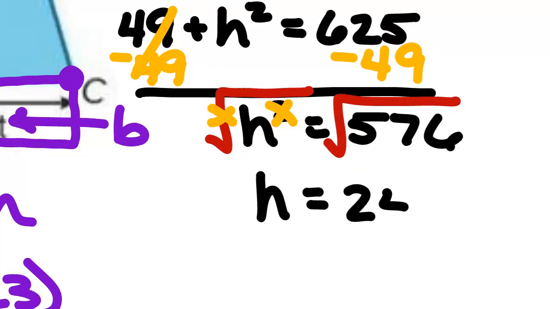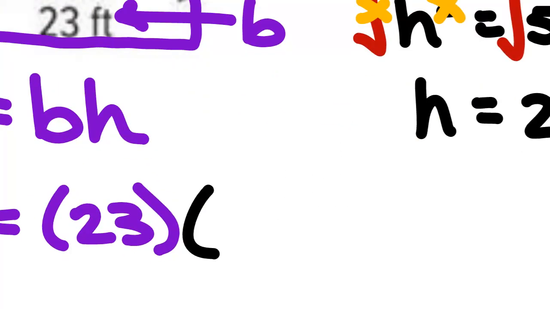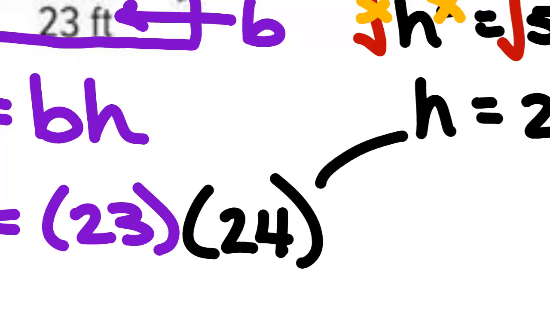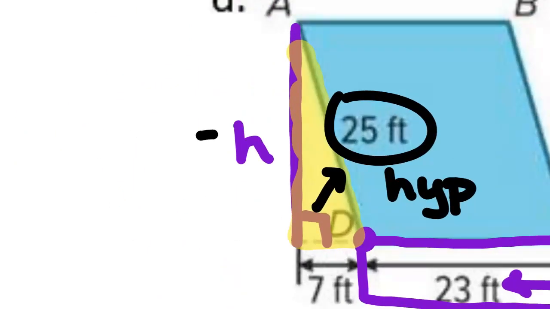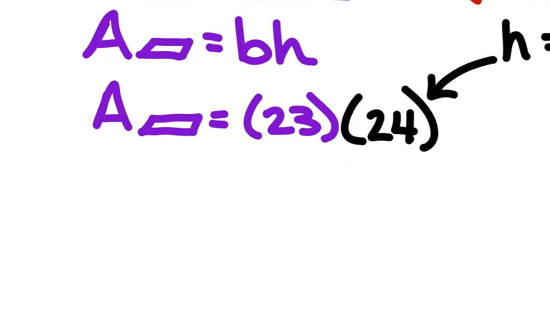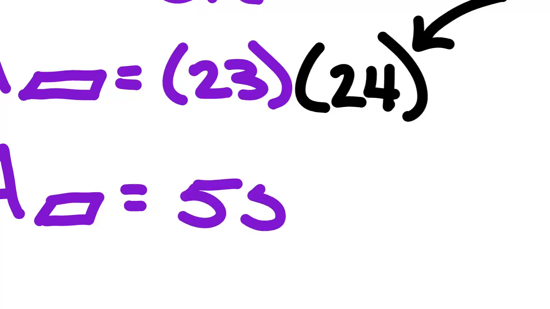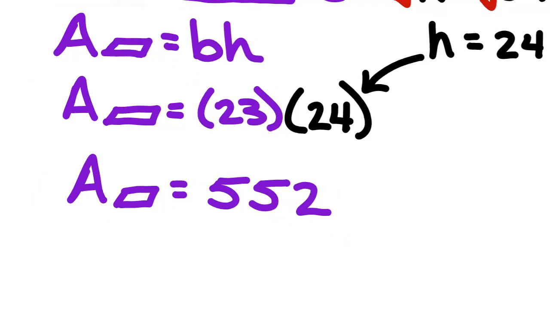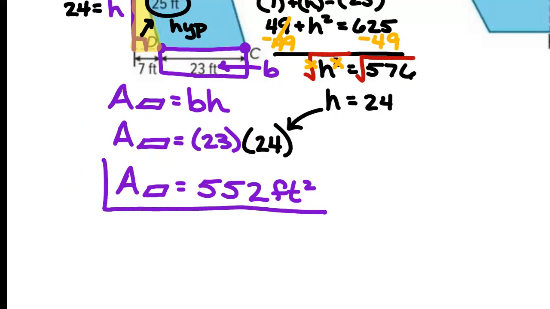24. If that had not come out to be a whole number, I would have used this number underneath the radical as my height. I'm not going to round that when I put it into the formula. So my height here is 24. So I have 23 times 24 to get the area of my parallelogram. How much? 552. Do we need units with that? Feet squared. Very nice job.